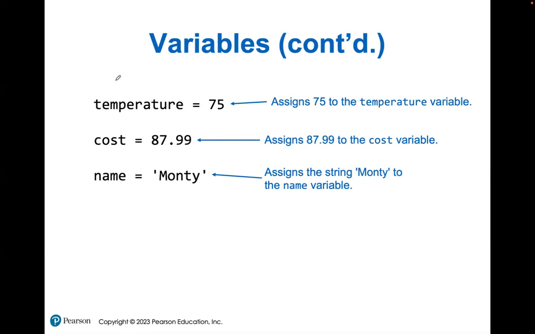Let's look at a couple more examples. We also have a variable called temperature that is assigned to 75. We have a variable cost that is assigned to 87.99, and we have a variable called name that is assigned to "Monty". And you see that this is enclosed in quotation marks. That's how I know that it is a string. So any string must be enclosed in quotation marks before you assign it to a variable. Otherwise, your program will crash.